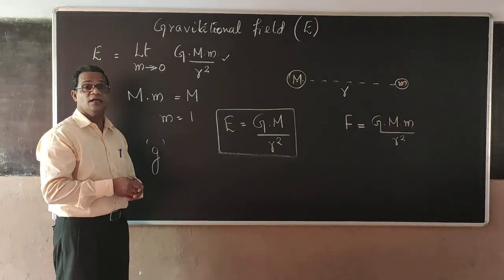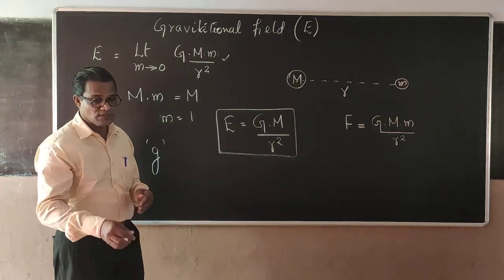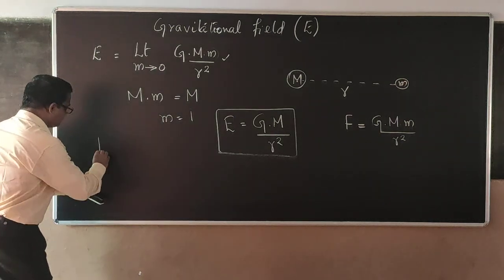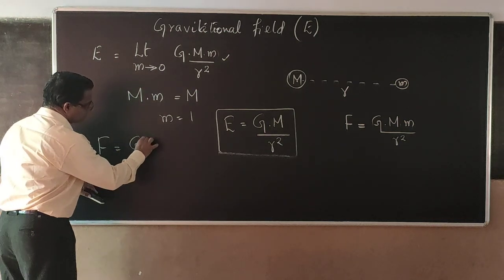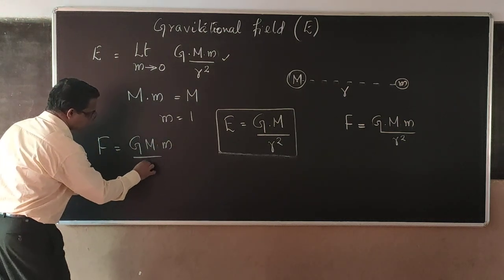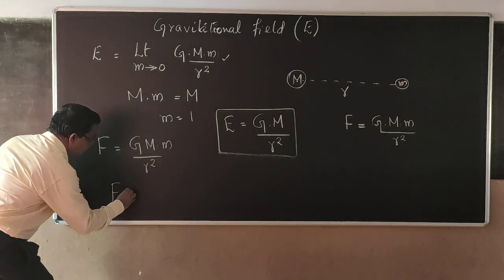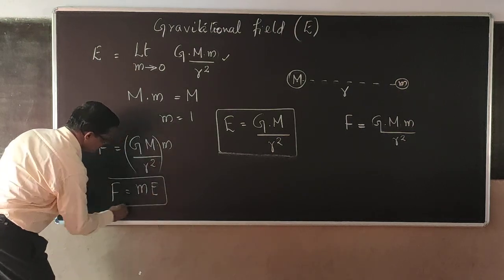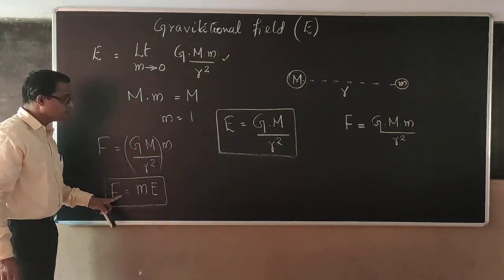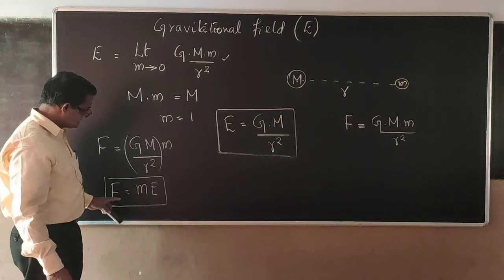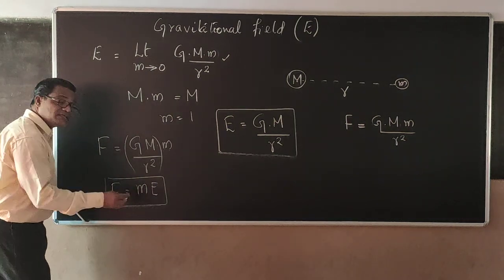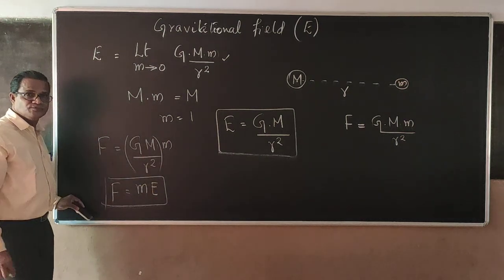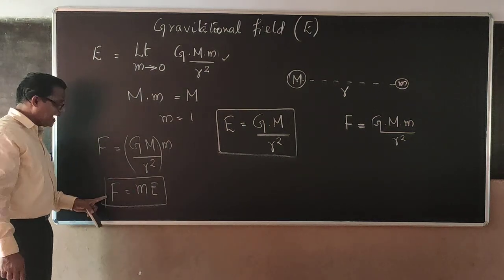If only field is there, then only the force is there. Because you see this one, if I write force F equal to capital G into M m by r square, this is nothing but F equal to small m into E. This is the formula we are getting. Therefore, definitely we can say, if this small m wants to experience a gravitational force, it must be in a gravitational field. So this is the relation between field and force.